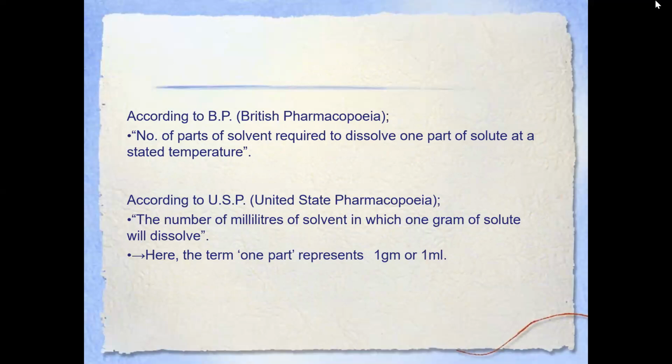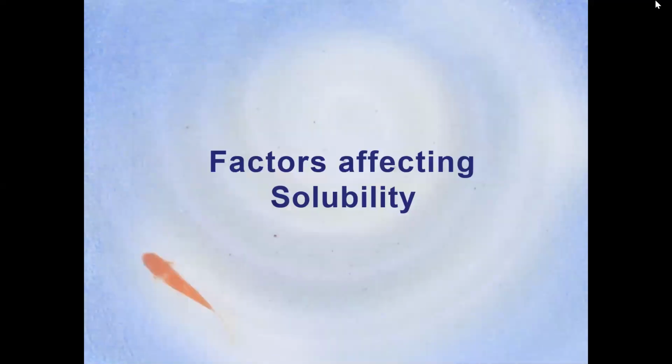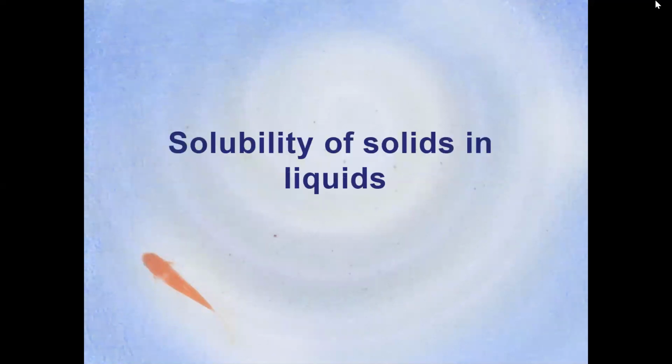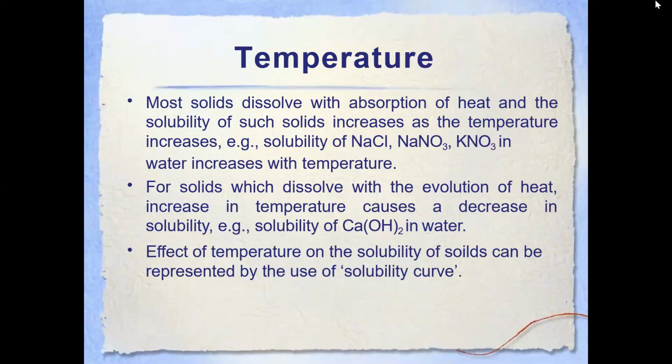As per BP and USP, solubility is defined as the number of parts of solvent required to dissolve one part of the solute at a particular temperature, or the number of milliliters of solvent in which 1 gram of solute will dissolve. Then what are the factors that affect the solubility? The main factors are temperature and pressure. The first factor is temperature.